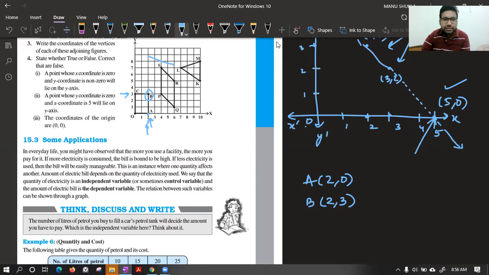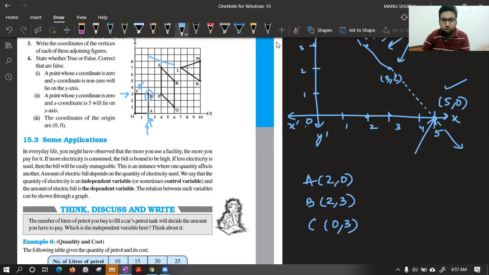Similarly, see the point C. Class, Saurabh, you also. Point C is lying on y-axis. So which coordinate is 0 for sure? X coordinate is 0 for sure. And it is lying on the point number 3. Therefore, the coordinates of C are 0, 3.